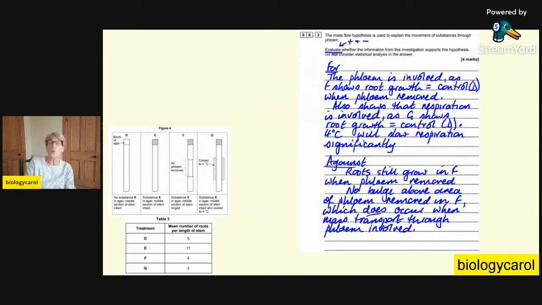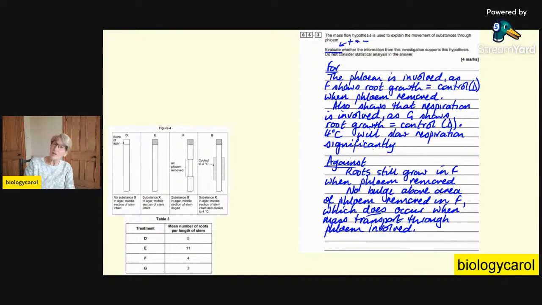Well, for is that the phloem is involved, as F shows root growth equals control D when the phloem is removed. So in other words, if the phloem is removed, the amount of root growth equals what happens in the control, and therefore it strongly implies that the phloem is involved.